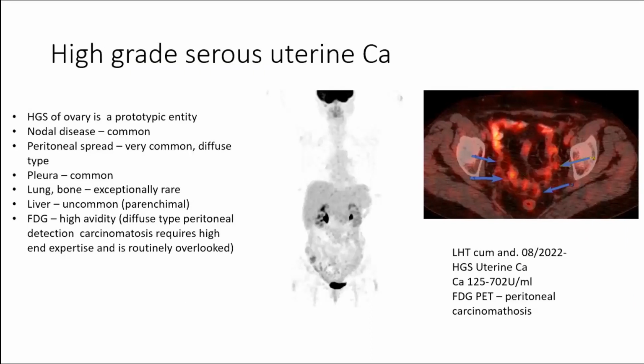High-grade serous uterine cancer behaves exactly like high-grade serous ovarian cancer. Very common nodal disease, diffuse peritoneal spread, pleura is commonly affected, lung and bone exceptionally rare. Liver uncommon. If somebody reports liver metastasis, think that maybe it's not a liver metastasis, but just peritoneal metastasis on the liver capsule. FDG avidity is high.